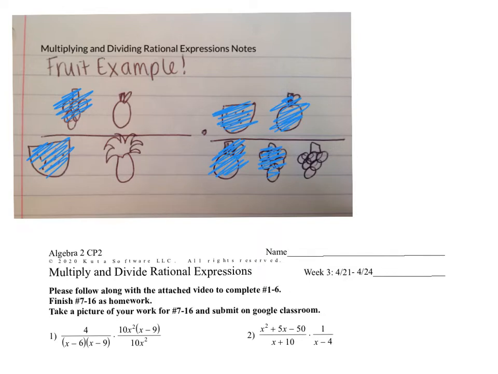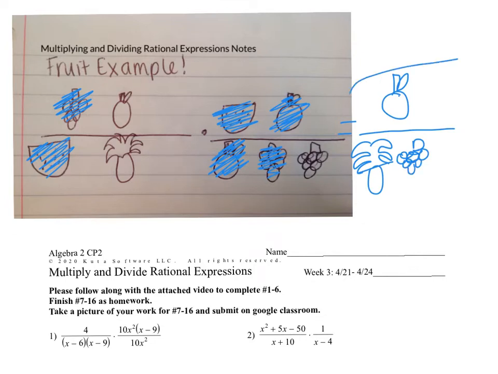Now you take what's left and you combine it together. The only thing left on the top is an apple. And whatever's left on the bottom, we're going to multiply together. So I have a pineapple and grapes. And this would be my answer.